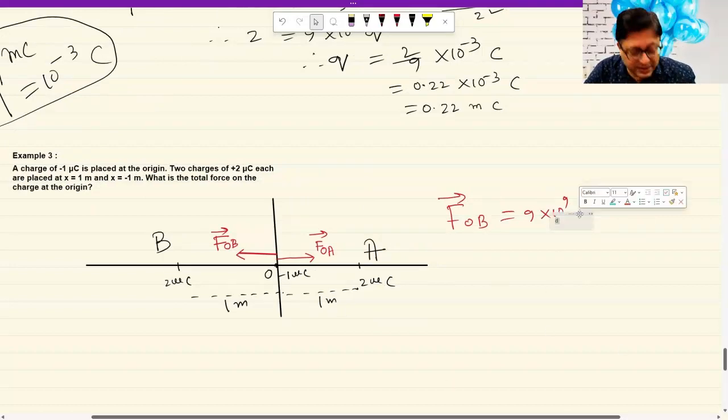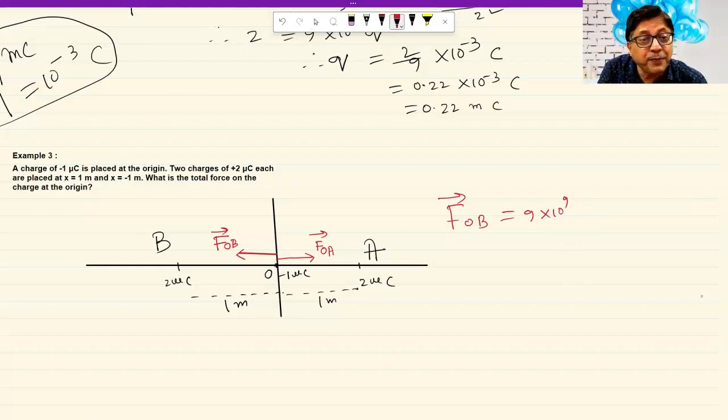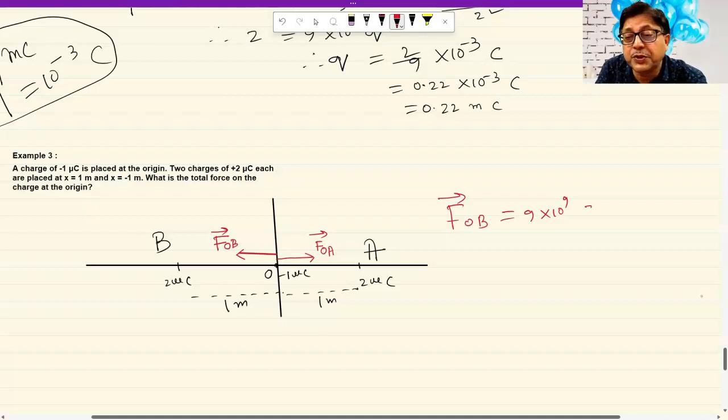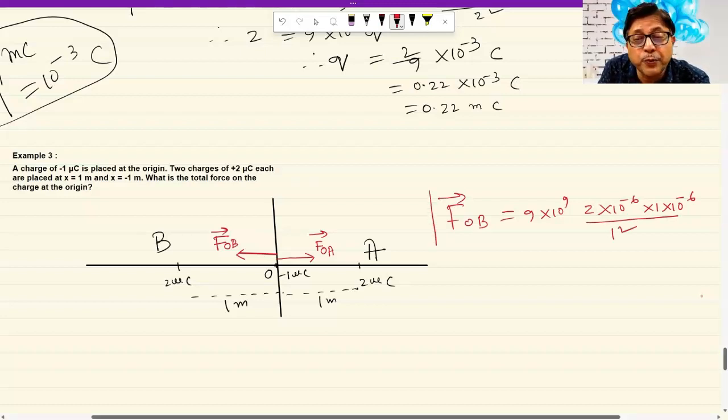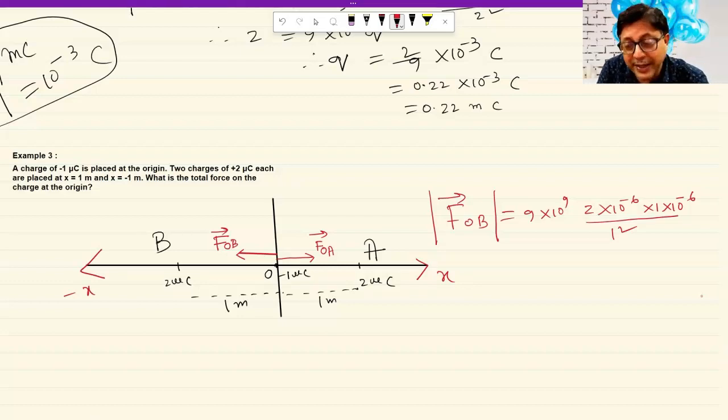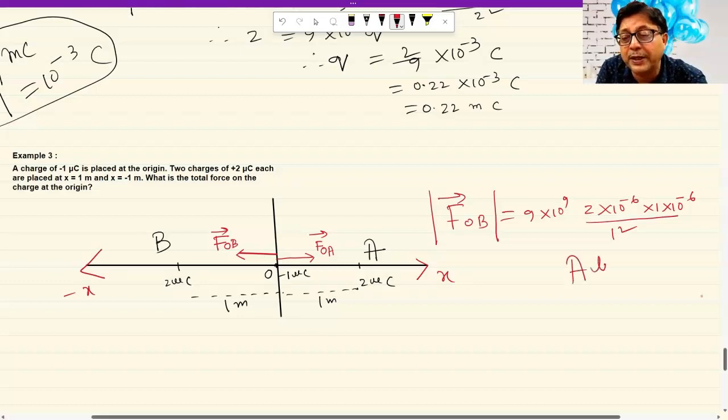So let us calculate F_OB. It is 9 × 10⁹, force of attraction between these two, 2 × 10⁻⁶, 1 × 10⁻⁶ by 1 square. This is in what direction? F_OB is towards left. If you take this one as positive x-axis, this one as negative x-axis, then it is along negative x-axis. So this will act along OB.